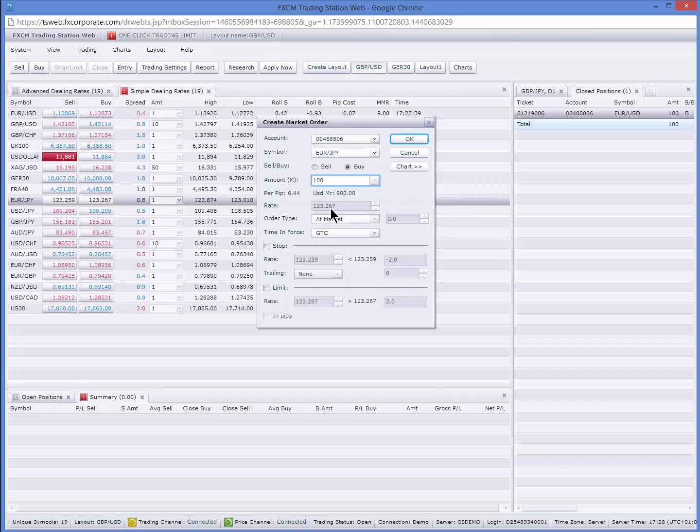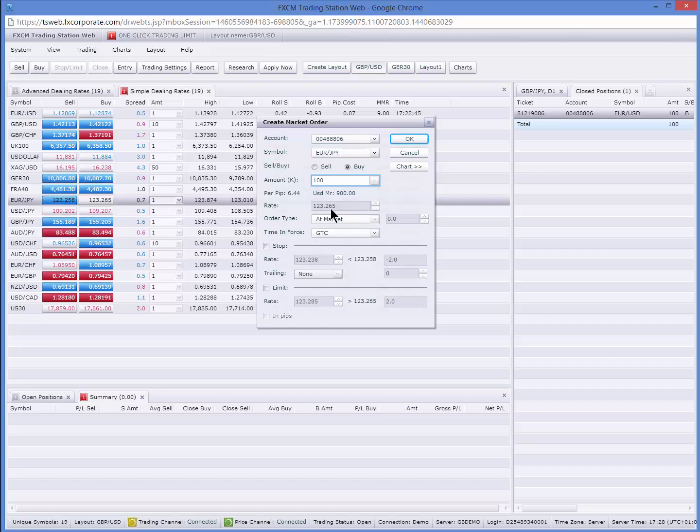So it's important to get an understanding of that. In that case, if I did £100,000 of euro against the yen, then what I would have there is a £6.44 profit per pip that the market goes up in my favor. If I was to get it wrong, then it would cost me £6.44 per pip. But of course, it's to the 2nd decimal place that I'm interested in.